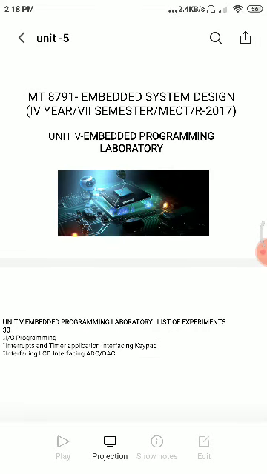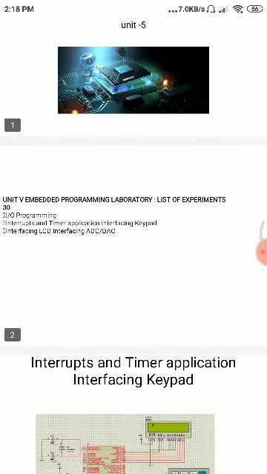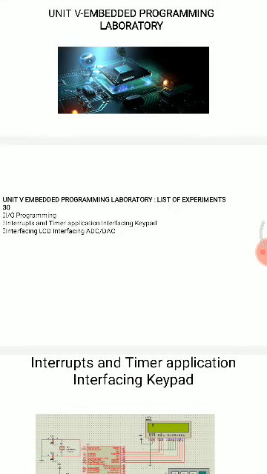MT8791 Embedded System Design, final year 7th semester Mechatronics, Regulation 2017. Unit 5: Embedded Programming and Laboratory. In this Embedded Programming and Laboratory unit, we are going to see the topics I/O programming, interrupts and timer applications, interfacing keypad and interfacing LCD, interfacing ADC and DAC.